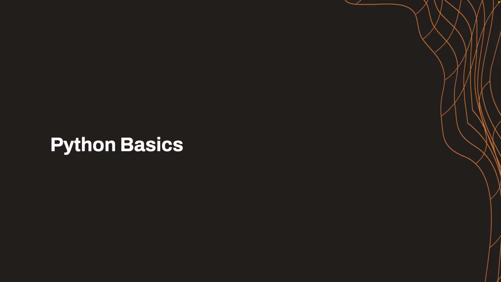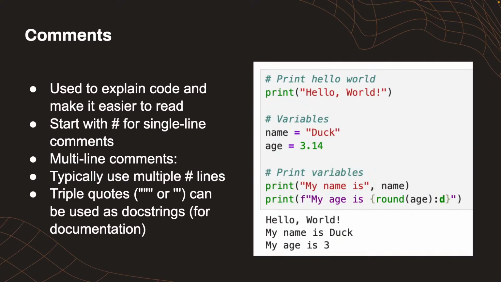So moving on to some more Python basics. First of all, comments are pretty useful in any programming language. Obviously, they're used to explain code and make it easier to read, especially for other developers. So for Python, you have the hashtag for single line comments.